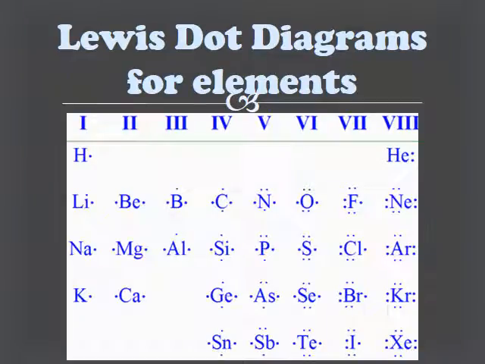So these are the Lewis dot diagrams for the elements. For example, hydrogen has 1 electron, and you see the 1 electron dot. Lithium, again, has 1 electron because the outer shell only has 1 electron. Conversely, for group 8, you notice that they all have 8 outer electrons, except for helium, which has 2. And for group 7, again, 7 outer electrons. Notice the group number correlates to the number of electrons in the outer shell.